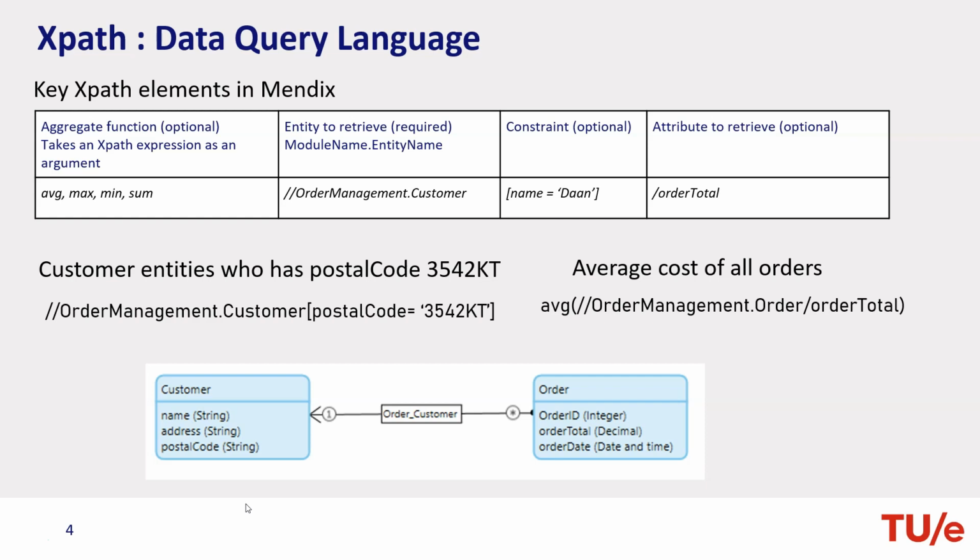As an additional XPath utility, Mendix provides aggregate functions that take XPath expressions as input and perform operations on the set of data that XPath expressions return. Four important functions are average, maximum, minimum, and summation functions. Here on the left, we see an XPath expression that returns customers that have a given postal code. On the right, we see another expression in an average function that averages out all orders that return from the XPath expression when executed.